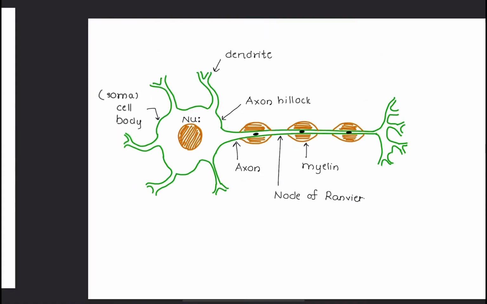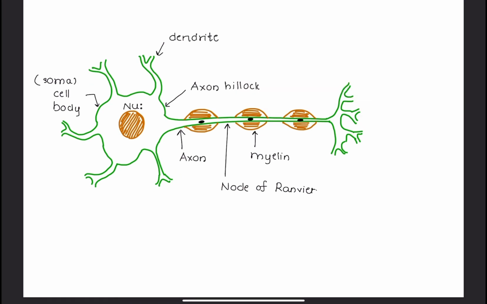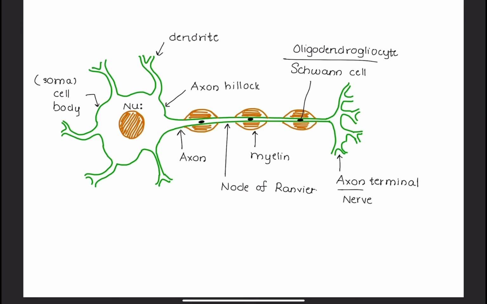When we take a closer look at the myelin sheath, each myelin is produced by a special type of cell, namely Schwann cell in the peripheral nervous system and oligodendrocytes in the central nervous system. The axon terminal or nerve terminal is found at the end of a neuron. This is the structure of a typical myelinated neuron.